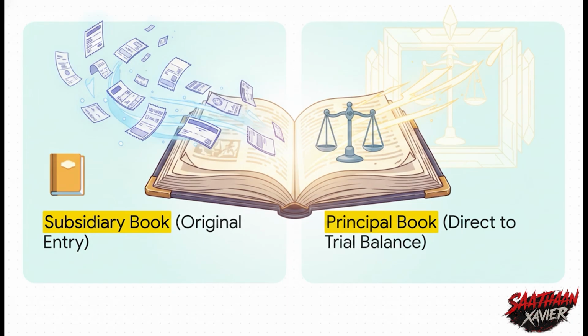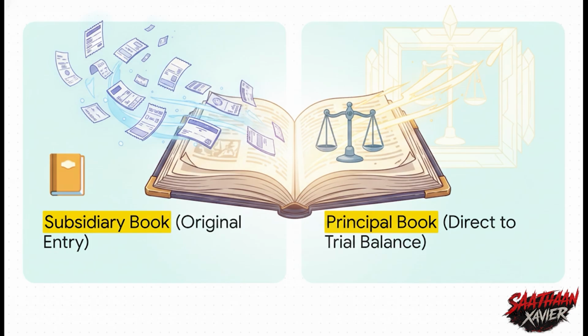Normally, you'd enter a transaction into a subsidiary book, like a journal of original entry, and then you'd have to physically copy that over to a principal book, the ledger. But with the cash book, cash transactions are straight away recorded right there, and the balances go directly to your trial balance. It serves as both a subsidiary book and a principal book. It literally eliminates the entire need to maintain a separate cash account in your ledger.